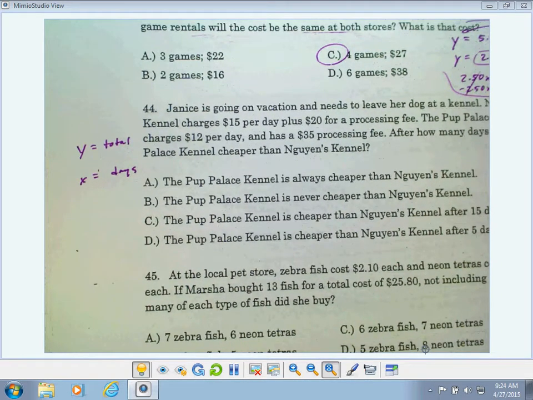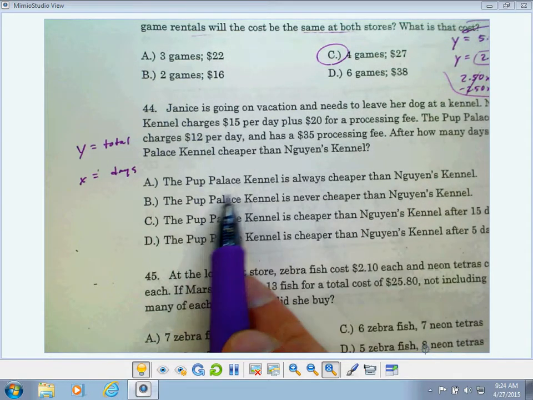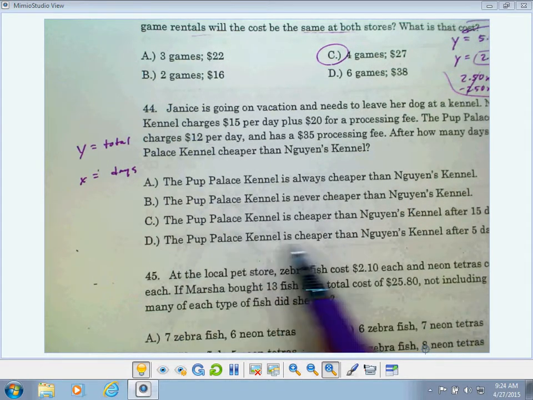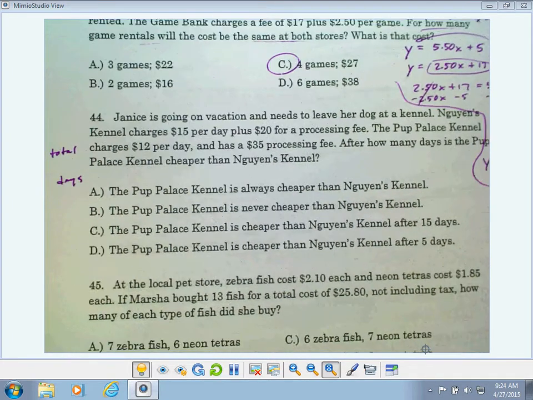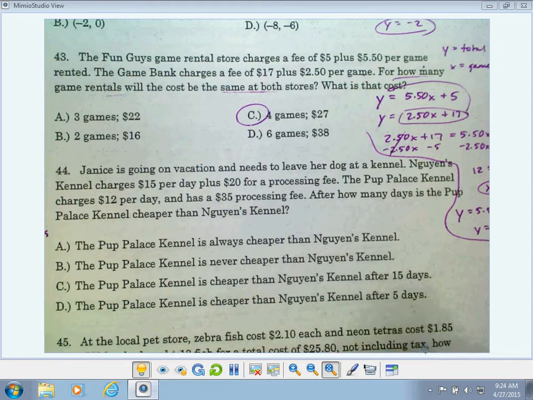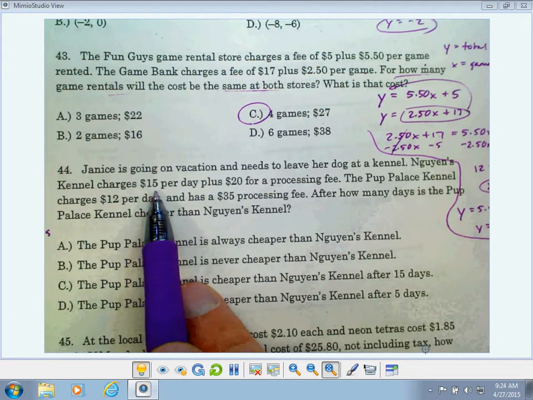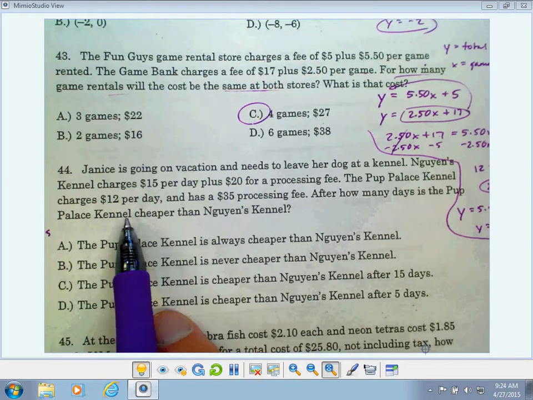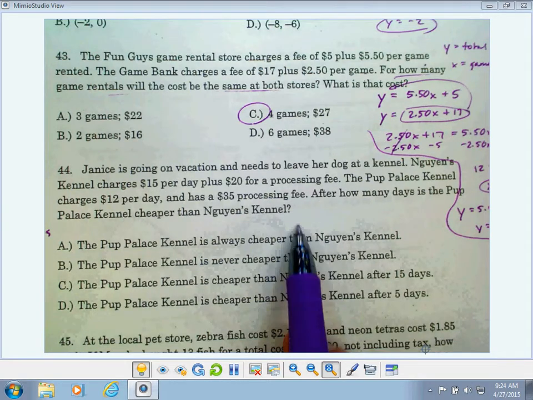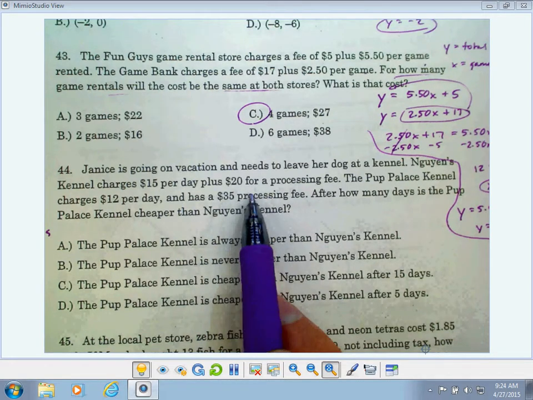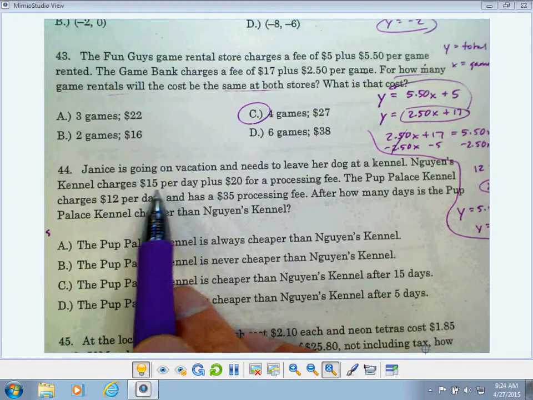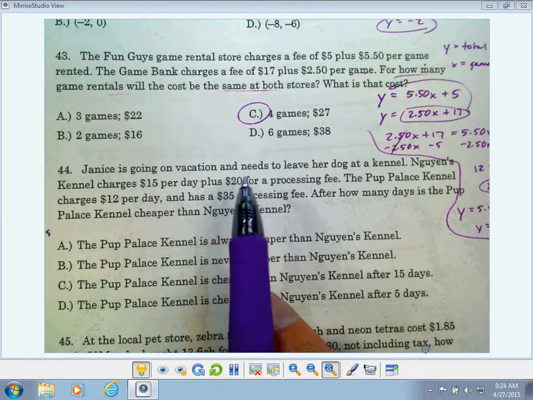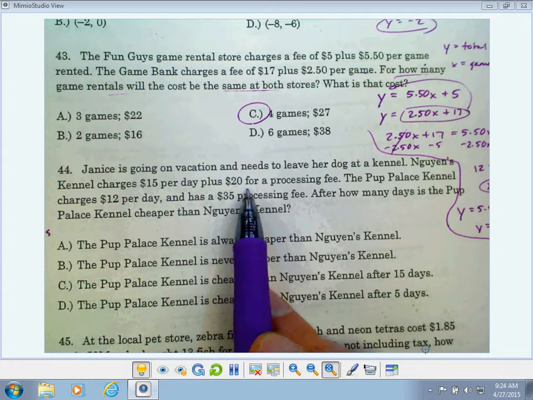But if we think about it, look at what the answers are. The answers never really talk about what the equation is. They just want you to understand what's happening between the two. Wynn's Kennel is $15 per day, so you would think, why would I go there? I should go to the other place that's only $12 per day. But the fee makes a difference here. Because if you only did it for one day, Wynn's Kennel would be $15 plus a $20 processing fee. That's $35 total for a day.